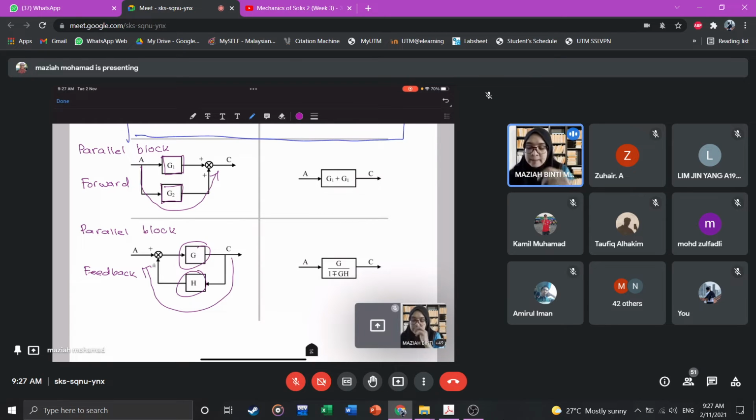So here, for parallel block, we're going to add it together. G1 plus G2. You need to sum G1 plus G2, because it is a forward parallel block. So this is G1, this is G2. In order to combine these two parallel blocks, we need to add them together. So it becomes G1 plus G2.